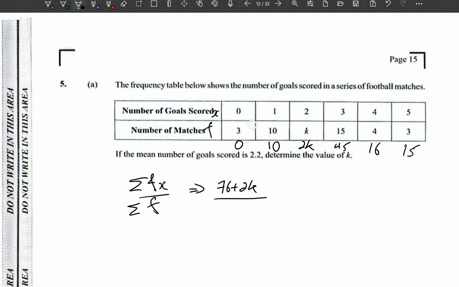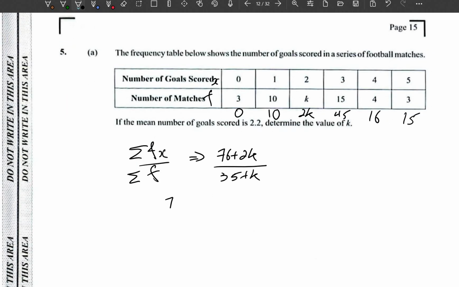So that would be 3 plus 10, that's 13, 13 plus 3, that's 16, 16 plus 4 is 20, 20 plus 15, that's 35, and we have to add k. So that's 35 plus k. And they told us that the mean is equal to 2.2, therefore 76 plus 2k over 35 plus k is equal to 2.2. Right, then we could multiply both sides of the equation by 35 plus k.